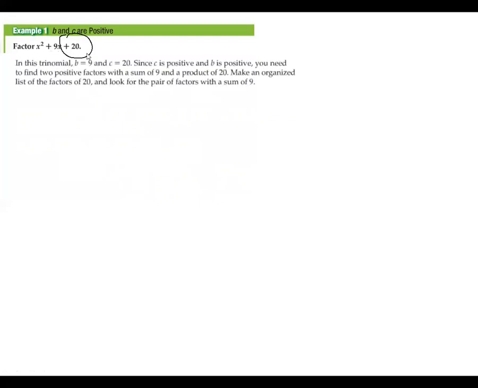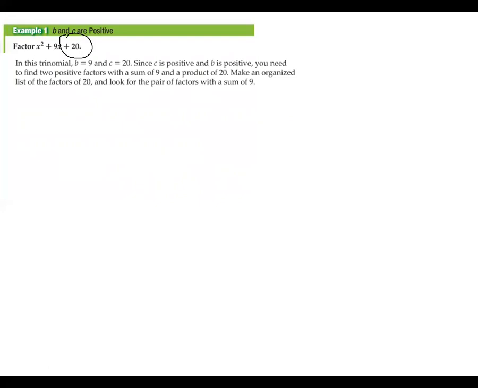So here's an example. If I want to factor x squared plus 9x plus 20, let me completely simplify this for you. What you really have to do is look at the last number, find the factors of that number, write them down, and then see which ones add up to 9. Since this one is positive and the 9 is positive, I know the two numbers have to multiply to a positive and add to a positive, so both numbers are positive.